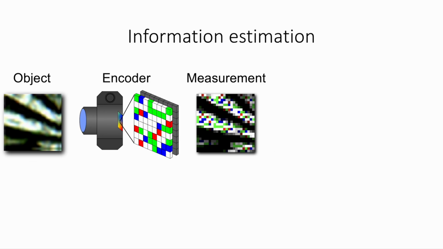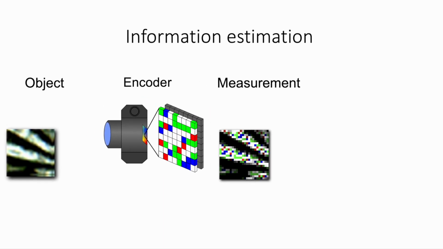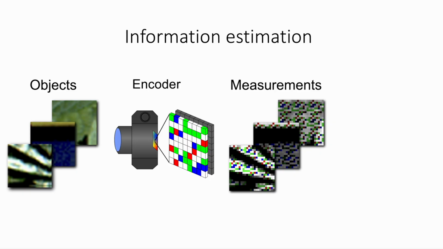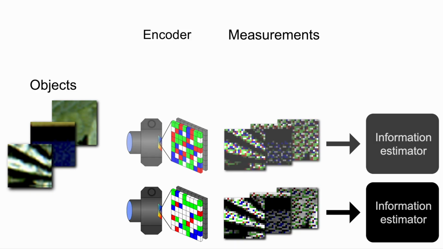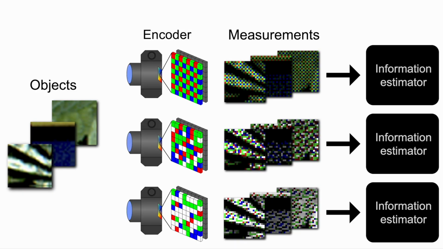Our information estimation approach, however, eliminates the need for both reconstruction and ground truth. Instead, our technique uses a dataset of raw measurements from different objects. It then estimates the information content of each set of measurements to quantify the performance of different filters.